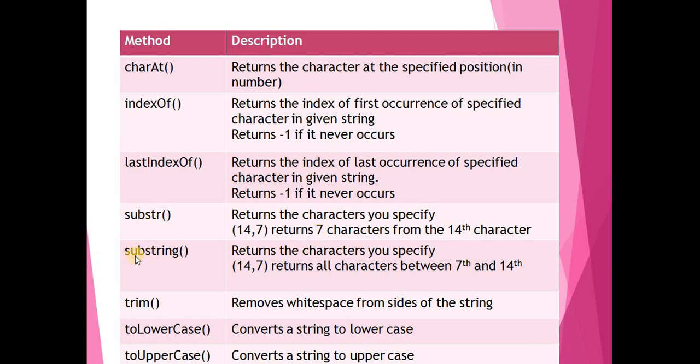Next method, substring. These two methods are very confusing. You must understand the difference very clearly. It returns the characters that you specify. If you write 14,7, it is going to return all the characters between 7 and 14. So here, substr is going to return 7 characters after the 14th character. Here, substring is going to return the characters in between. So this is substr, this is substring. When we take an example, the idea will be more clear to you all. This can be asked again for your fill in the blanks, and you must know this.